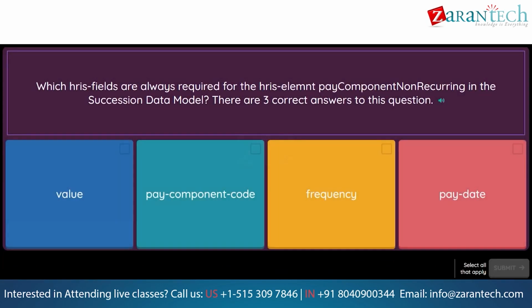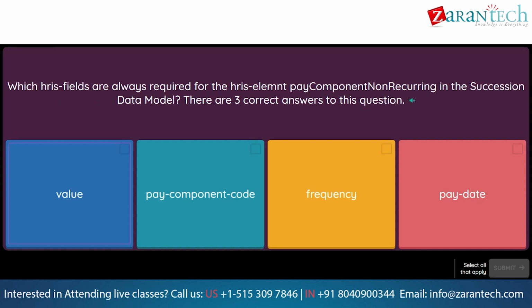Question: which HRIS fields are always required for the HRIS element pay component non-recurring in the succession data model? There are 3 correct answers to this question. Option 1, Value. Option 2, Pay component code. Option 3, Frequency. Option 4, Pay date.